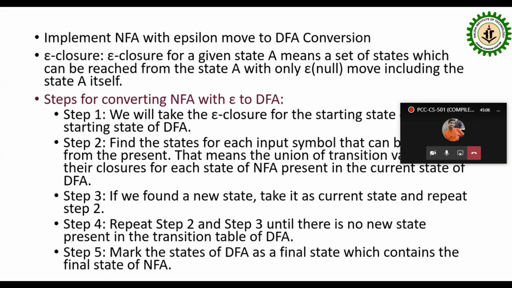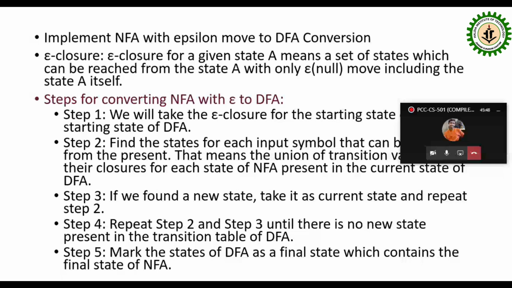Okay. Now, very important: converting an NFA with epsilon moves to a DFA. What is the procedure? How do we convert a null NFA to a DFA using the algorithm? Here you can see E-closure, a function we are using. Epsilon closure for a given state A means a set of states which can be reached from the state A with only null moves, including the state A itself.